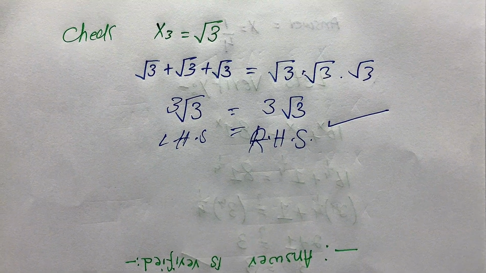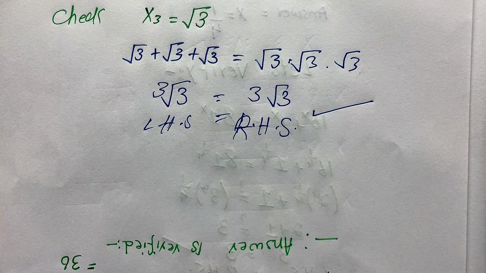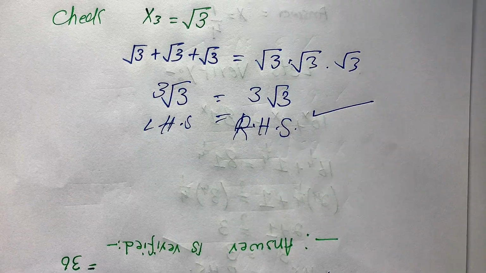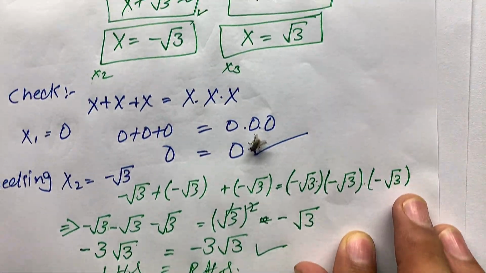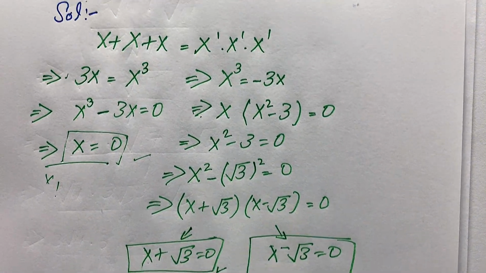Our value of x is 0 and our second value of x is minus under root 3. Our third value of x is under root of 3.